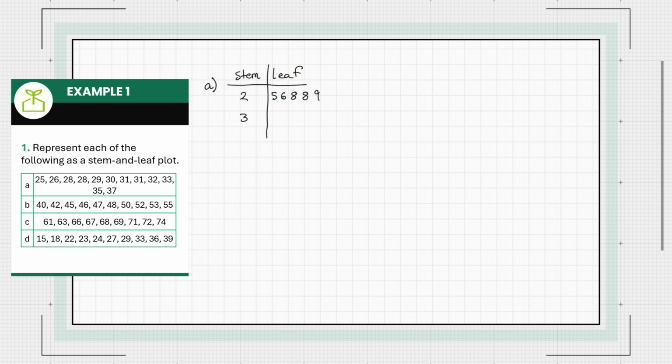Now we move on to the 30s. So 0 for 30, then you've got 2 lots of 31, then 32, and then you are looking at 33, and then 35, and then 37. Now one other thing I didn't touch on is that you have to try and keep these numbers in line. So in reality, this 2 should really be a little bit more in line with the 8. Okay, so that's our first stem and leaf graph.